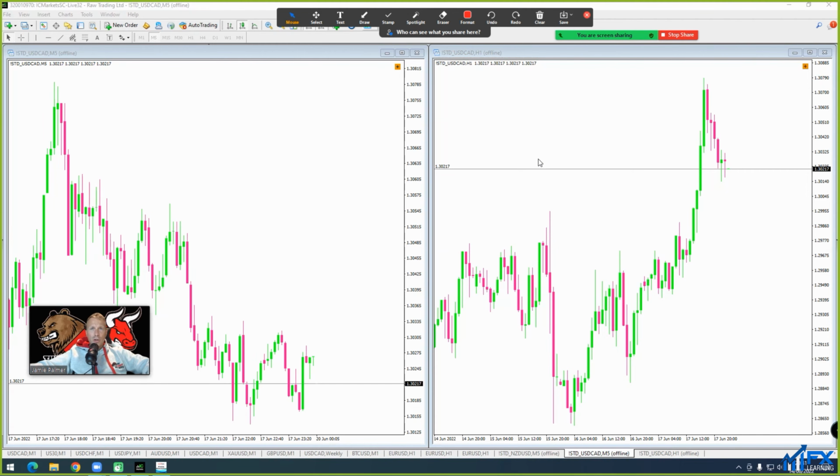And what we're going to do is press play on this simulator. We're going to fast forward it, I'm going to find a setup, and I'm going to explain to you what USD CAD is going to do, which direction it's going to go into, where my target is. We're going to take a trade, and then we're going to wait for USD CAD to hit my target.